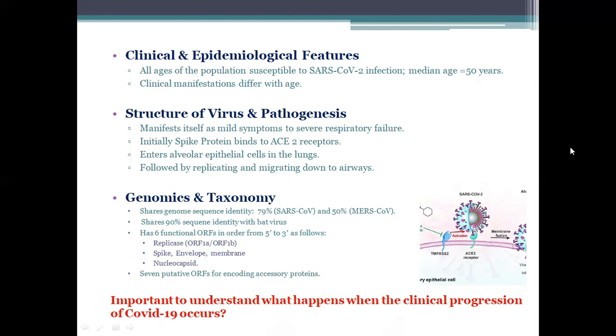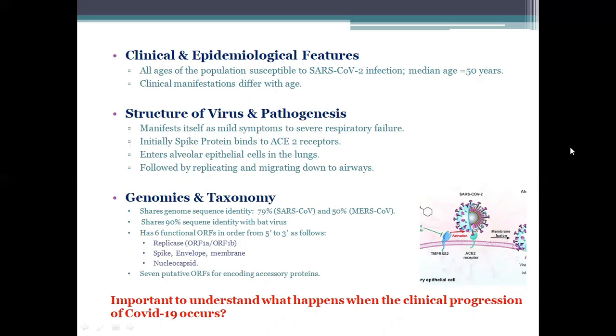Coming to the genome sequence identity analysis of the virus, it was shown that it shares maximum identity of up to 90% amongst all animals with bat virus. And coming to the viral taxonomy, it shares 79% identity with SARS-CoV and 50% with MERS-CoV.